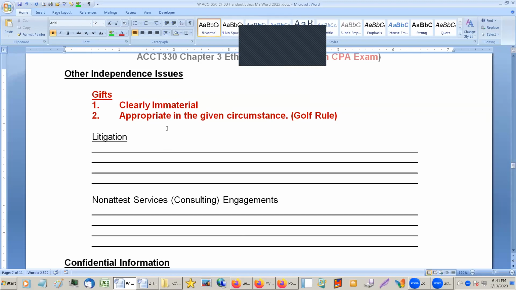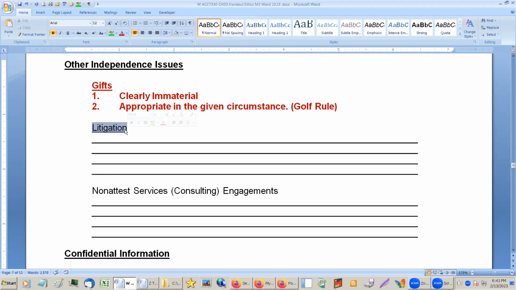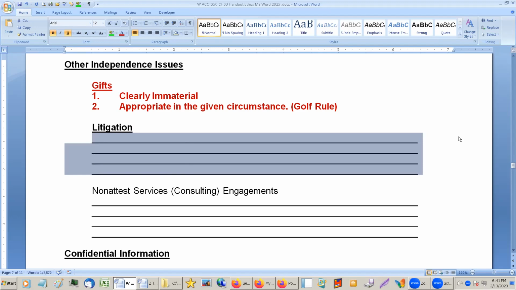So these golfing, it's kind of a US thing. A lot of times in Europe, it's not that big a deal. Golf is a bit crazy, but yeah, it either has to be clearly immaterial or appropriate in the given circumstance. So you may be invited onto the company golf. Even though it's $3,000 fees, it's appropriate in a given circumstance. I'm not saying I agree with it, but that's kind of the rule.